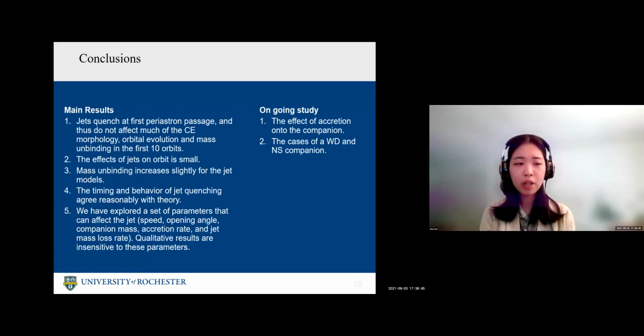Yeah, so in our simulation, we turn on the jet at the beginning of the simulation and it's just plunging very fast into the dense envelope.